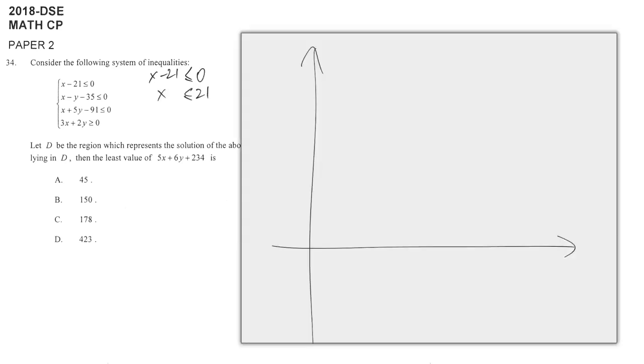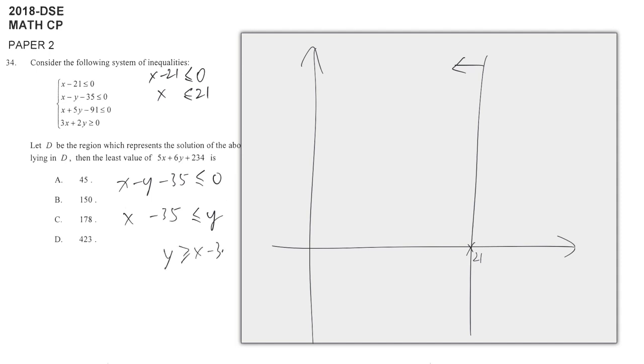The first criteria is x is less than 21, so this is 21, and then we are talking about the left-hand side. Any x less than 21, any point with x larger than 21, we can't choose. We can only choose this region. And then after that, the second line, x minus y minus 35 smaller or equal to 0. That means y is larger than x minus 35.